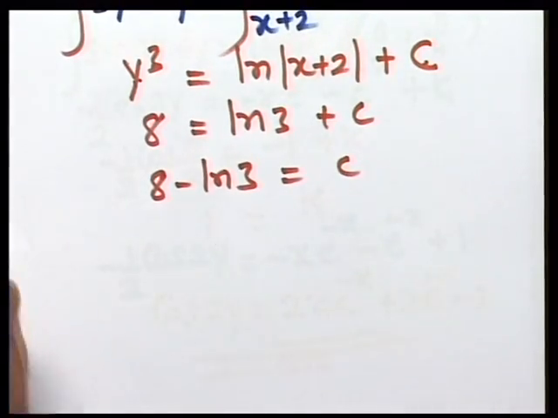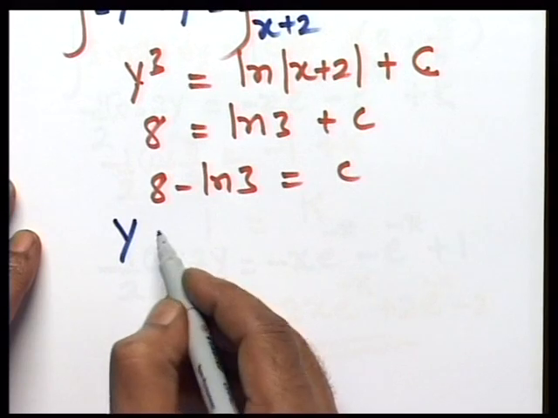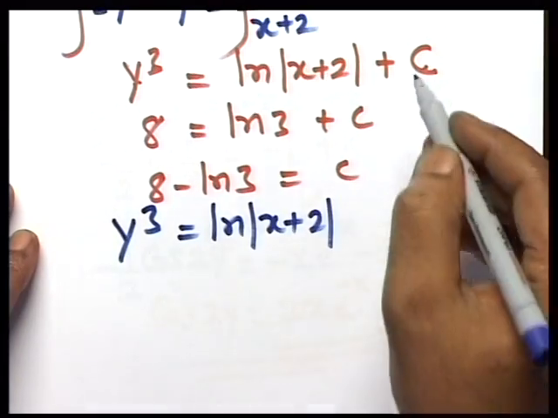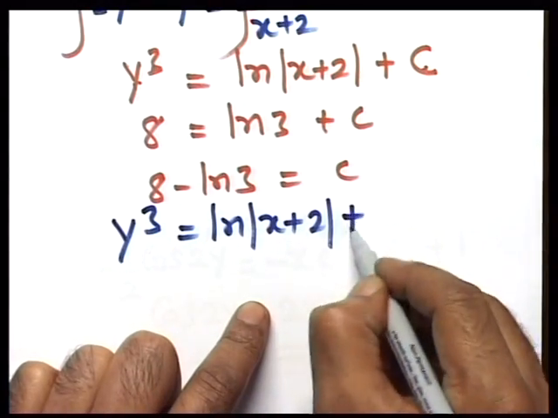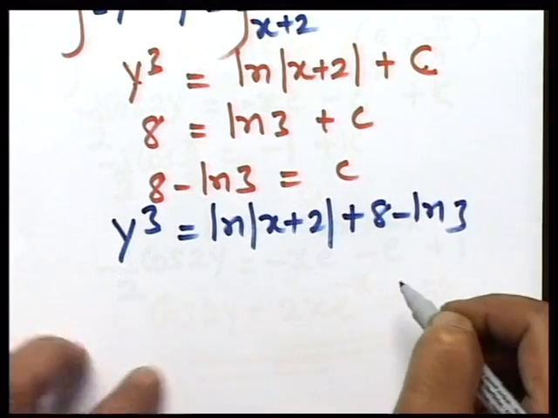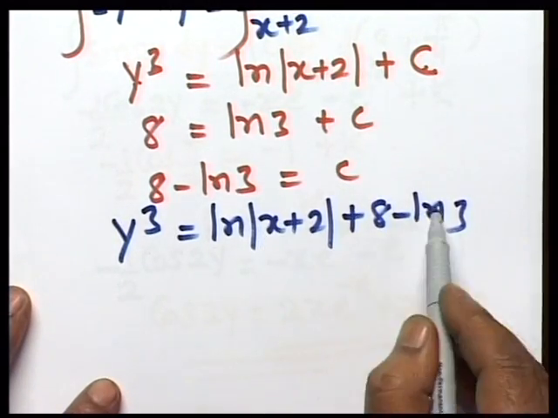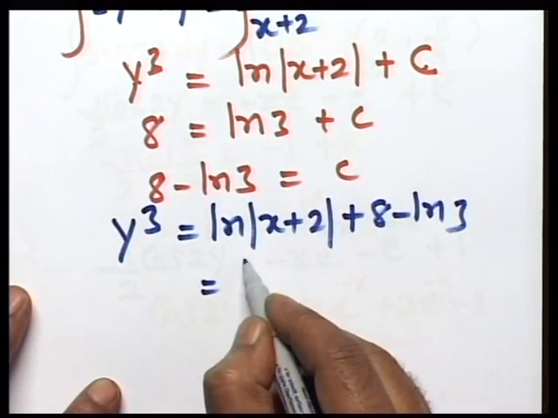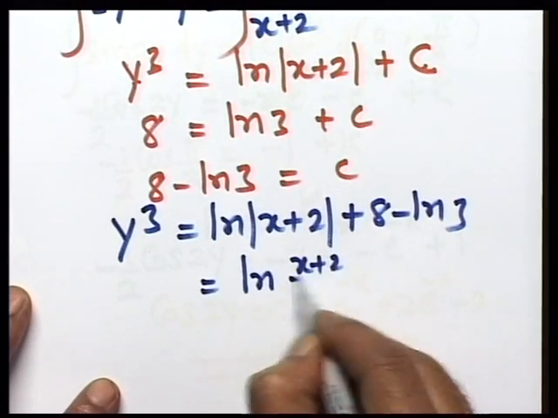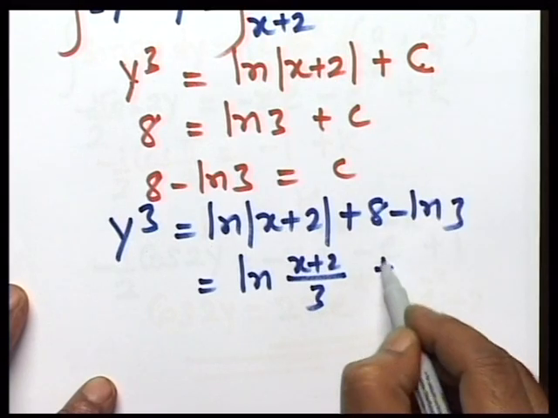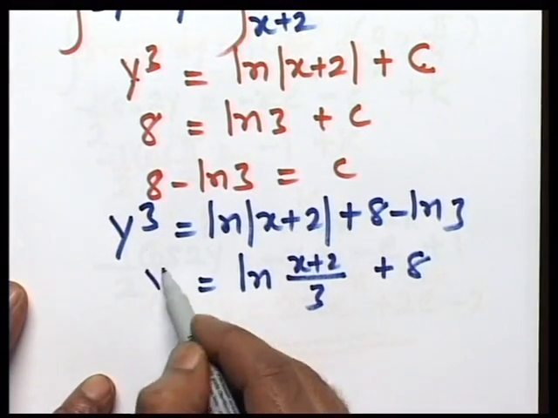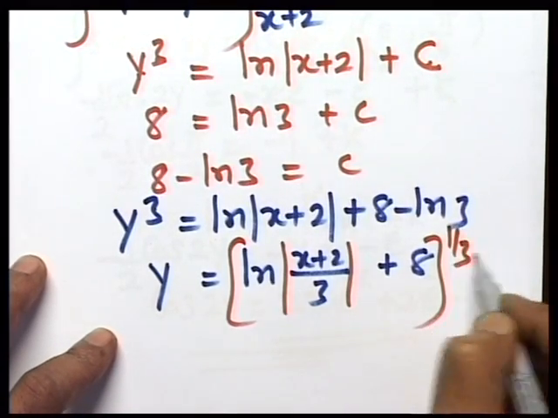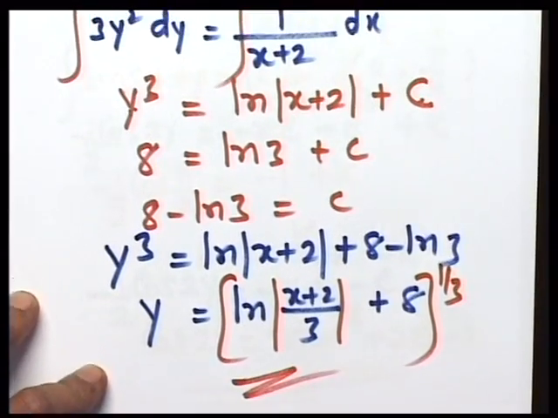Okay. So y cube equals natural log of x plus 2. That's what I have. And c is this, so it's plus 8 minus ln 3. You can collect those two like terms if you want to, say ln of x plus 2 divided by 3, log a minus log b, then we have plus 8. If you remove that cube, you will have to the power, that's modulus, please, 1/3, or cube root of that. You can leave it like that.